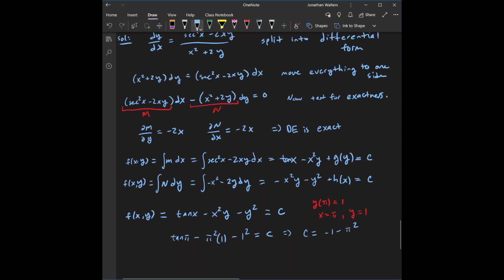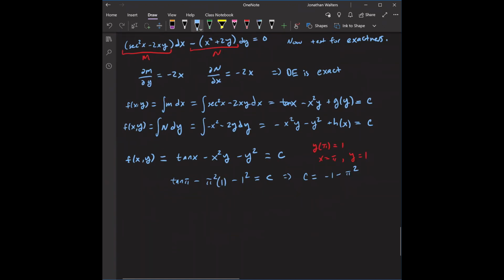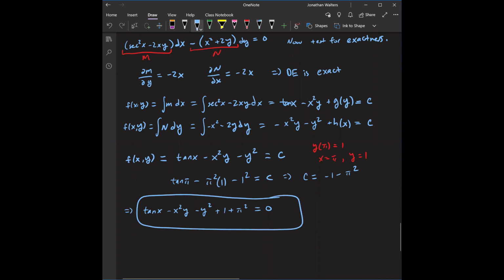So we substitute that in. Okay. Our implicit solution would be tan x minus x squared y minus y squared. I can move it all to the left and say plus 1 plus pi squared equals 0. So that would be an implicit solution to the differential equation. So this is an implicit solution because I'm not solving for y. It would be difficult here to solve for y. I mean, I could try to use a quadratic formula, but that doesn't sound good. So just leave it as an implicit solution.